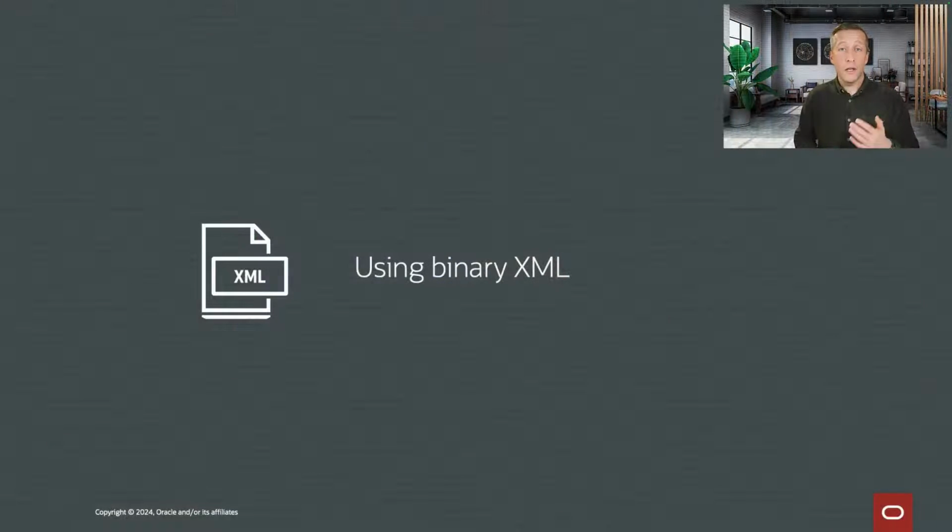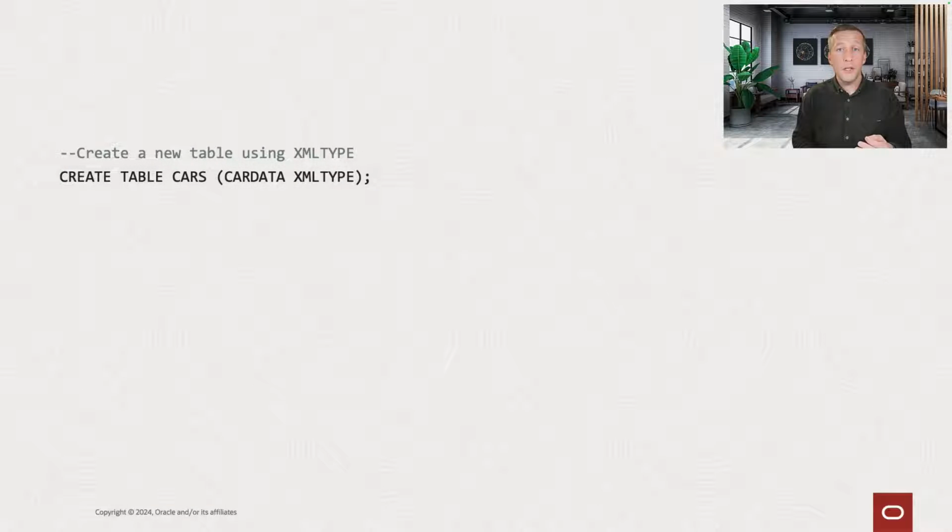Although most data types are fully supported by transportable tablespaces, there are a few of them that might require some special handling. The first one that we're going to touch upon is binary XML. To describe the issue, I'm going to use an example. I create a very simple table called cars. It has one column, car_data, which is a binary XML.